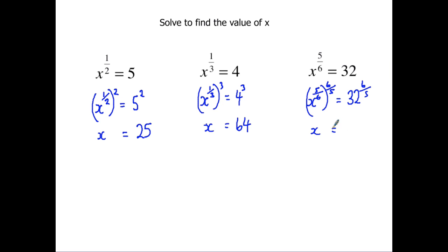And then 32 to the power of 6 over 5. Well, remember, that's asking you to find the fifth root, and then raise that to the power of 6. So the fifth root of 32, all raised to the power of 6, where the fifth root of 32 is 2, and 2 to the power of 6 is 64.